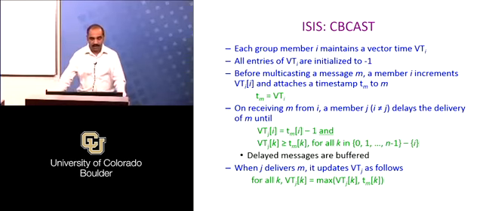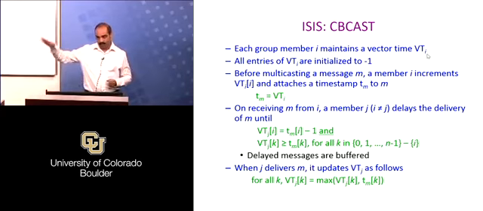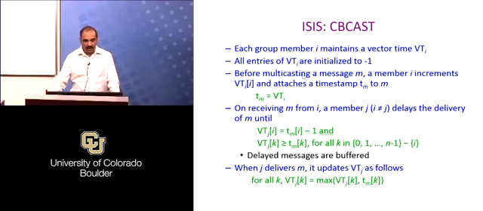So each group member i will maintain a vector time, which is called VT_i. It's basically identical to what we did in the vector clocks. So it's basically a vector of counters. All entries in this are initialized to -1 in the beginning.